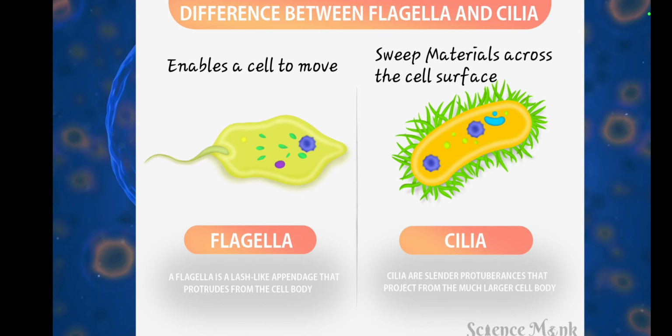what do you call this? Yung, it's like a sponge, right? So the appearance of cilia is slender protuberances that project from the much larger cell body. It's like a sponge, di ba? Kasi nagsusweep siya, yung tagalinis across the cell surface, while flagella enable the cell to move. Okay? So those are the differences between flagella and cilia.